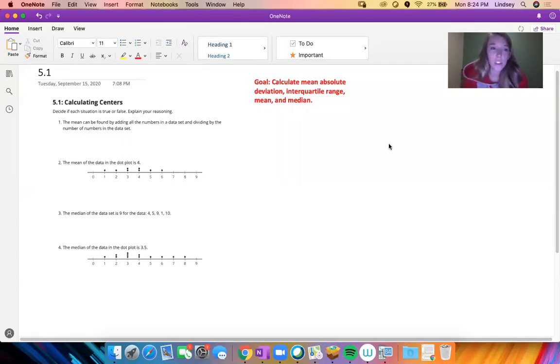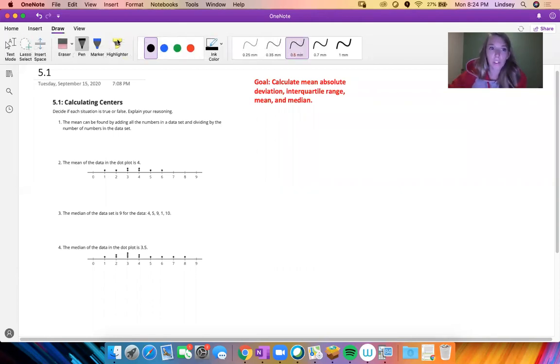Okay, so here is lesson 5. You want to pause it really quick. This is our goal for today. After this lesson, we're going to be able to calculate the mean absolute deviation. All right, and the way that will be referenced in this lesson is the MAD.